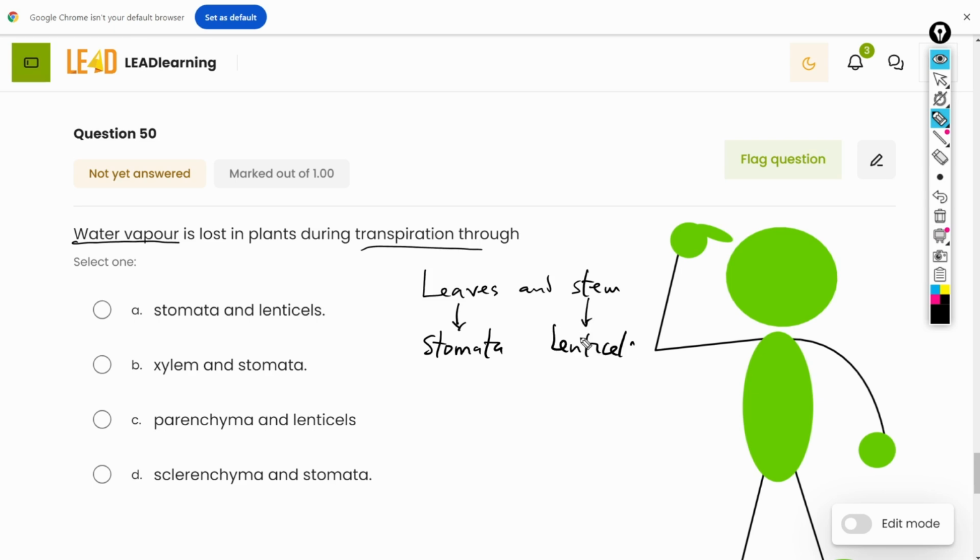So let's use this knowledge to answer the question. Water vapor is lost in plants during transpiration through stomata and lenticels. That is correct. Xylem simply conducts water and mineral salts. Parenchyma is a supporting tissue. Sclerenchyma is also a supporting tissue. So our answer is the option A.